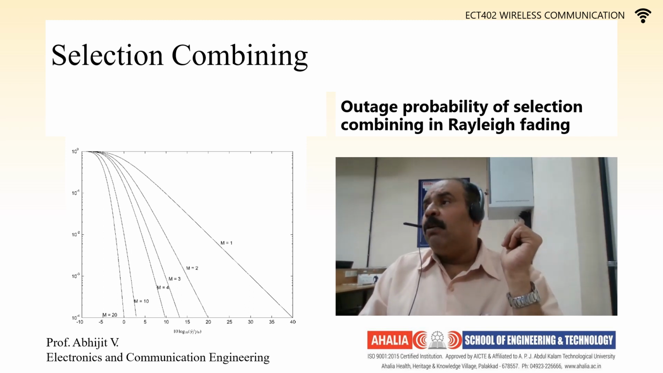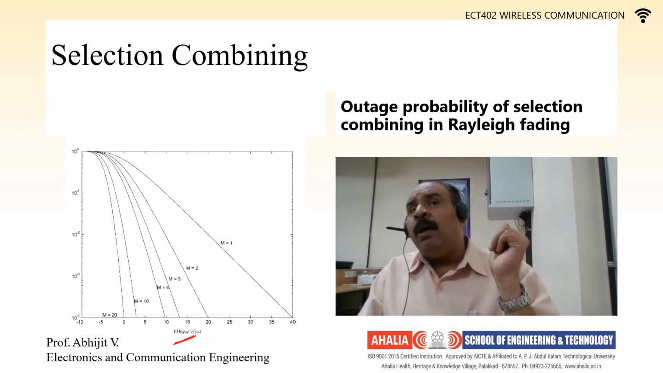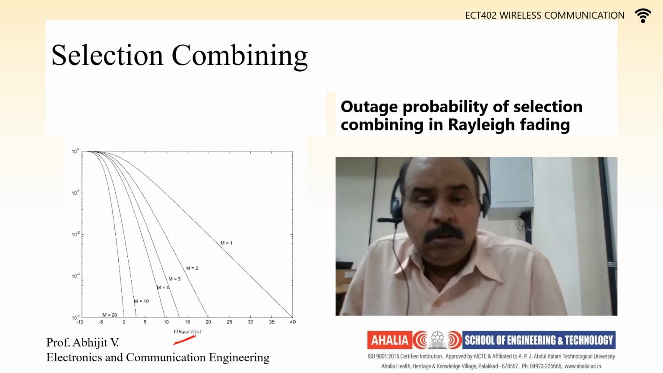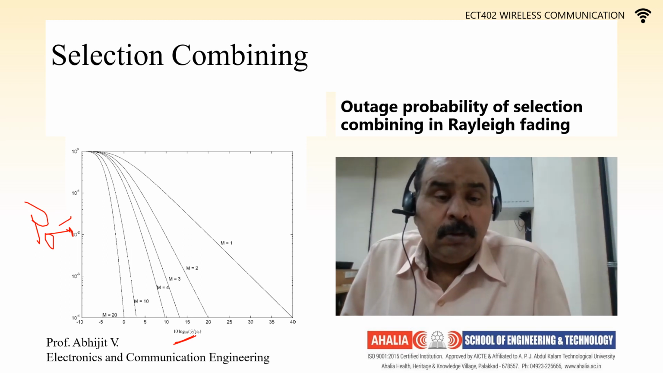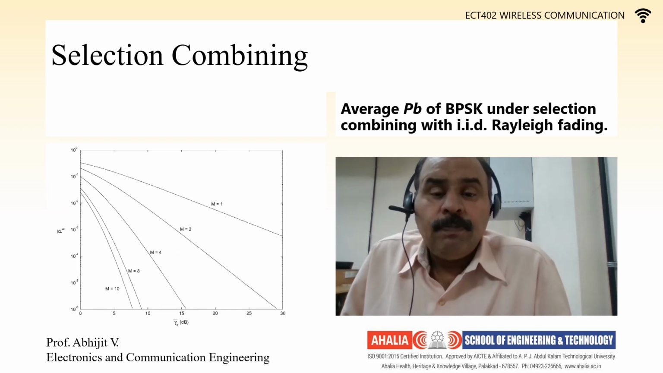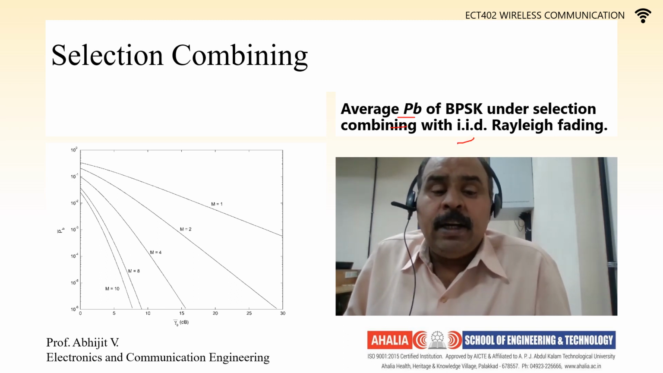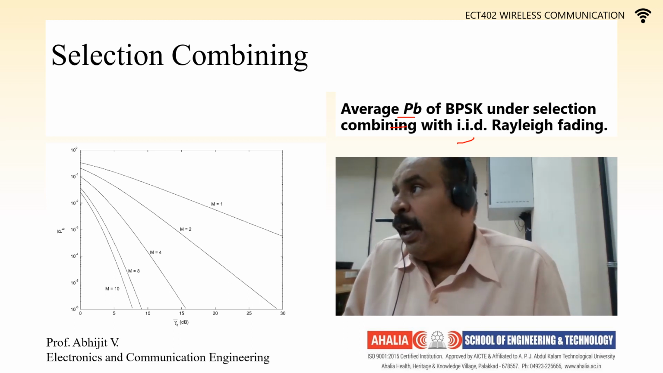So this is a graphical comparison of P out versus gamma bar by gamma naught, and this is P out, the outage probability. Next is the average probability of error with i.i.d. Rayleigh fading.